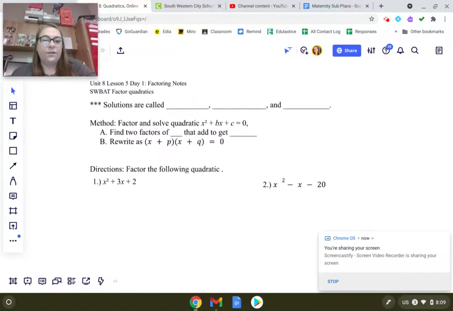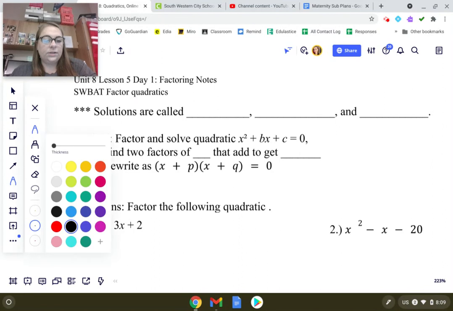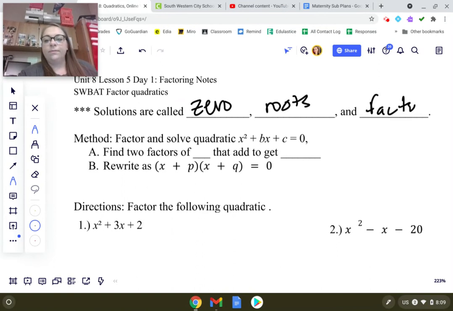All right, we're looking at lesson 5, day 1. So it's starting to factor. With this, there are different solutions. They're called different things, so we use them interchangeably. Solutions are called zeros, roots, or factors. Those are the different things that you might see.